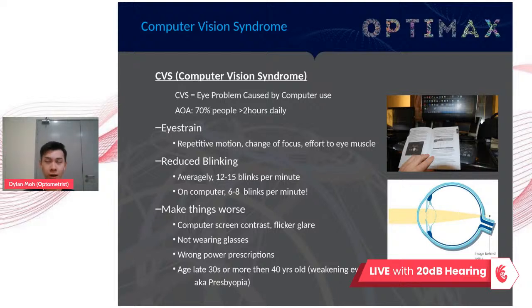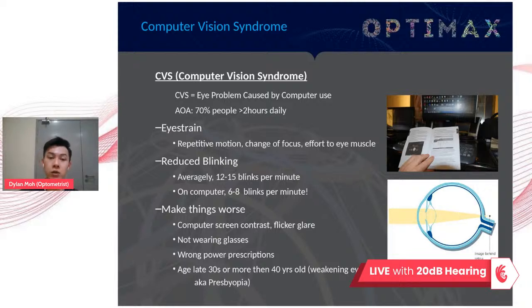But when we are very focused on doing one thing, we blink only half of it, which is around 6 to 8 times only. Because of this halved blinking, it induces dry eye. This is also one of the reasons. So do remember to blink your eyes whenever you are focused on doing one thing.